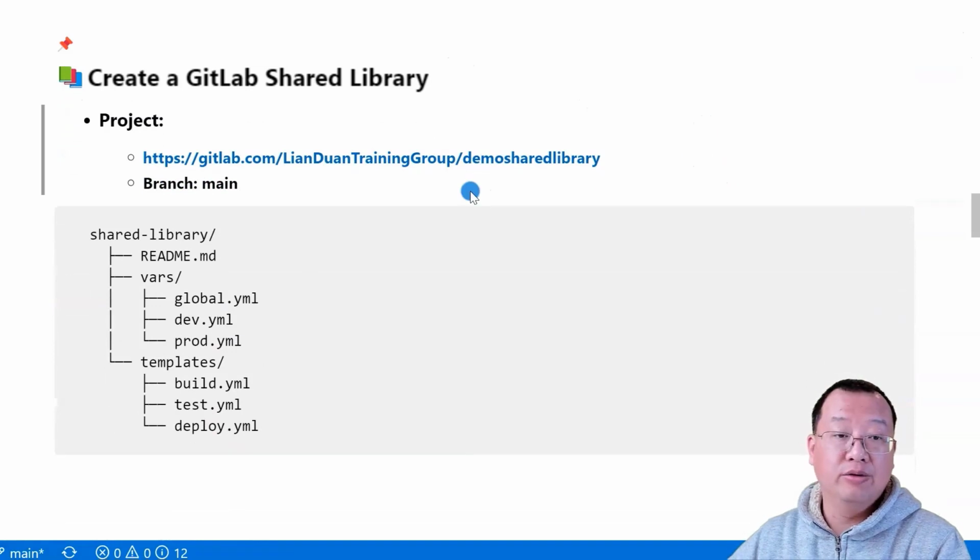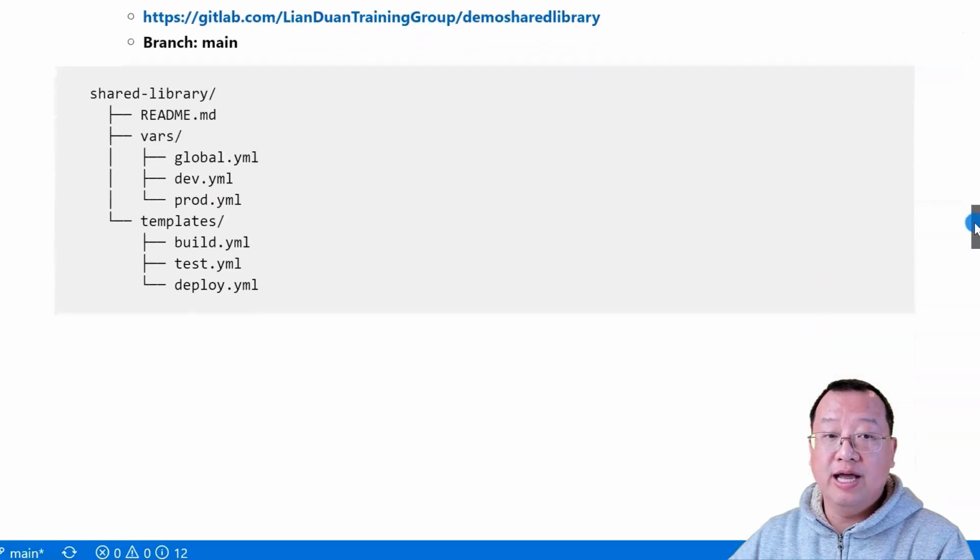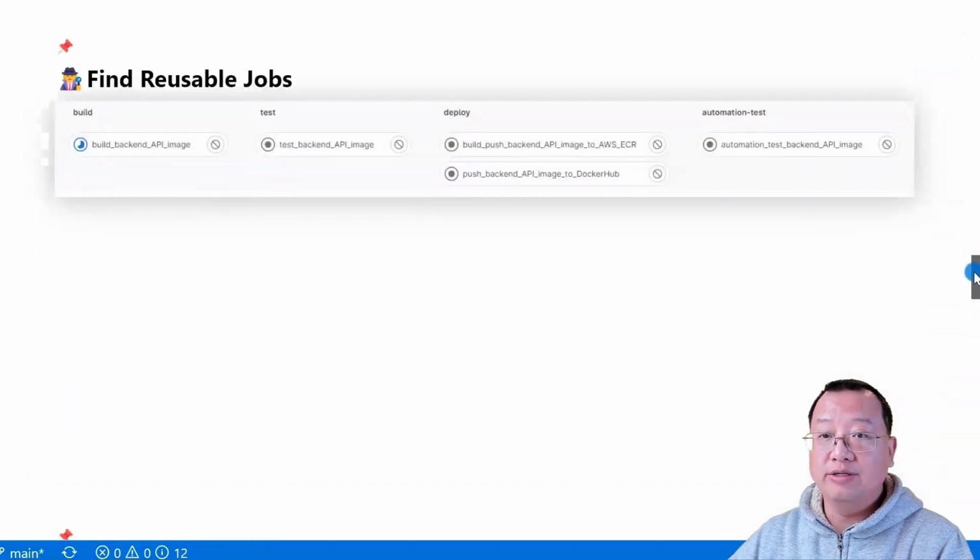Next, we move on how to create a GitLab shared library. In my demo, I'm creating a GitLab shared library called Demo Shared Library, which we'll use to store our reusable jobs. This is a file structure. All file names are meaningful. If you have any questions, please add them below. I'll try to answer.